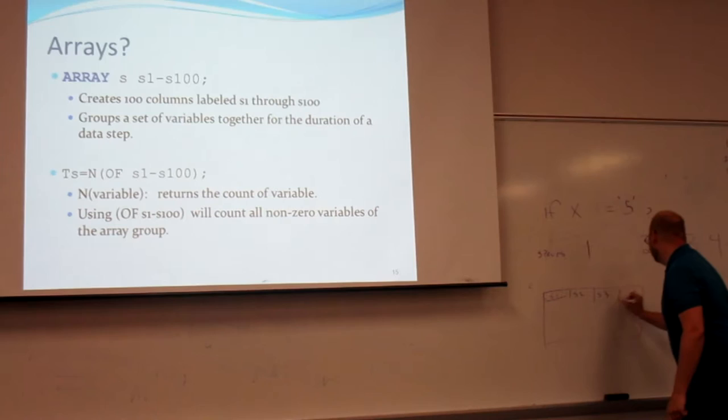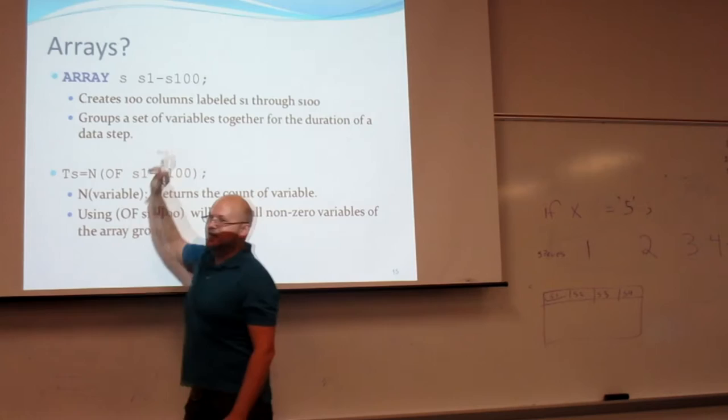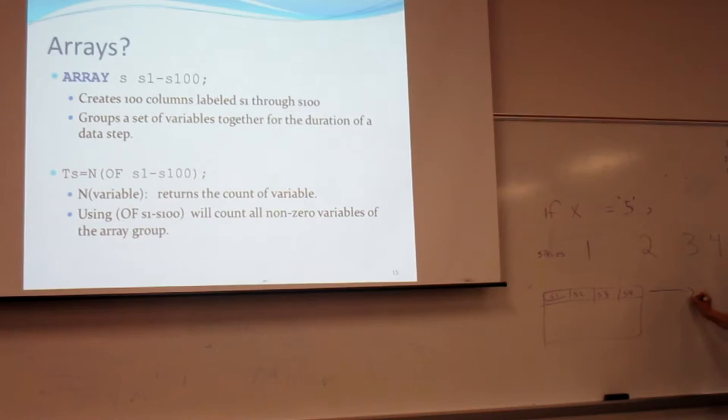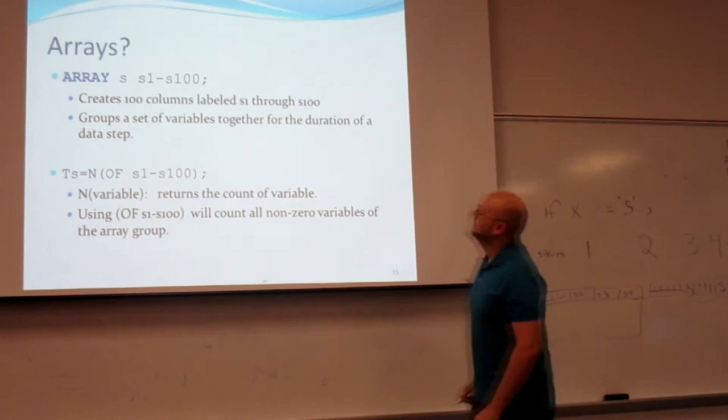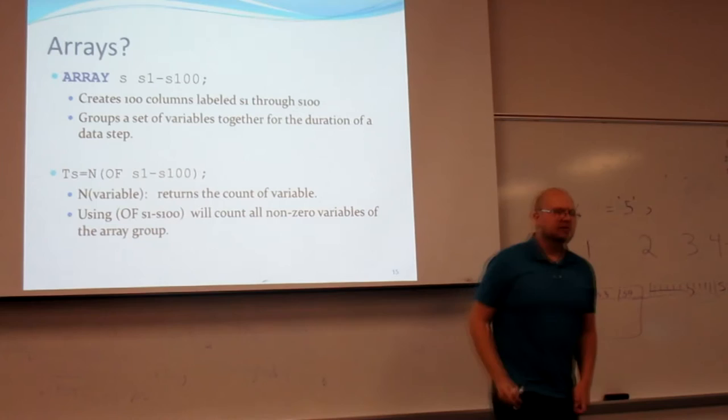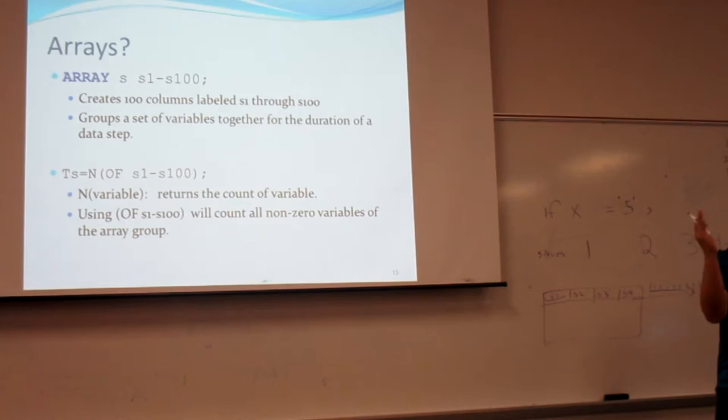When you run that statement, now it's saying make 100 of them. So now this table blows up all the way down to S100. Okay? So we get all those in between, and they label them S1 through S100. But why would we do this? It's because now we can group those columns together and we can logically call them S for some procedures.